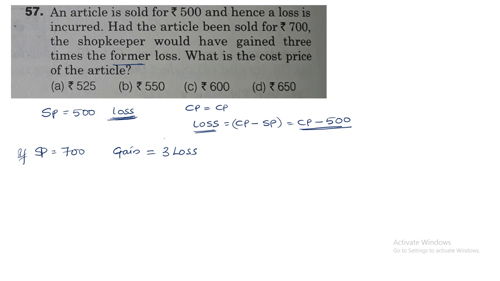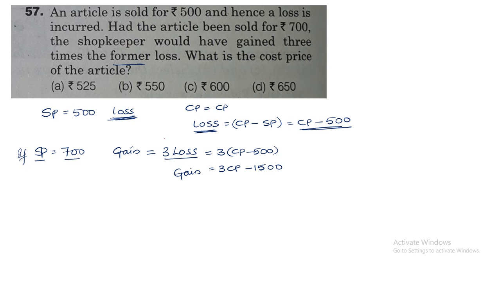Now in the next condition, SP is given as 700 and gain is 3 times the loss. So 3 times the loss means 3 times the loss we have already found, no? Loss is CP minus 500. Now when I multiply this, 3 times CP minus 3 fives are 1500. So this is nothing but my gain.